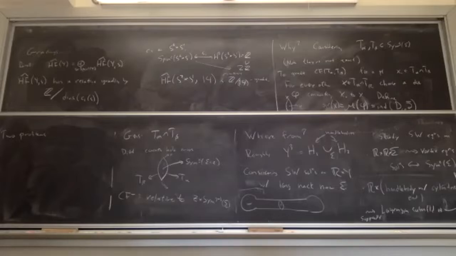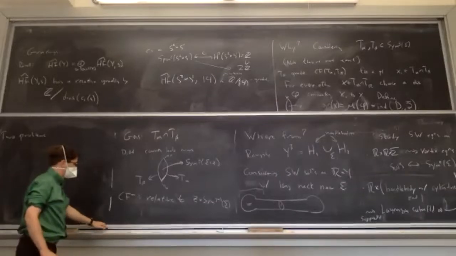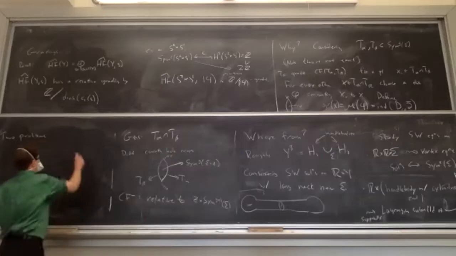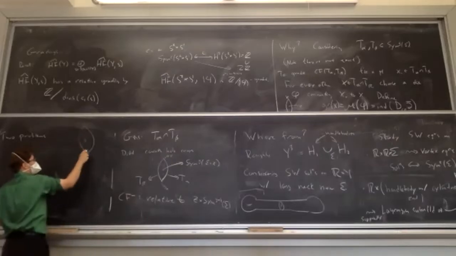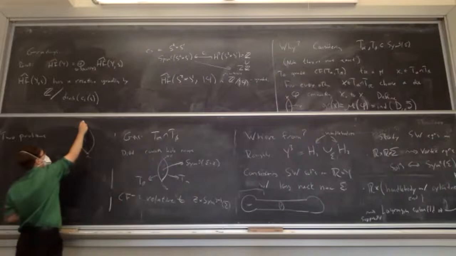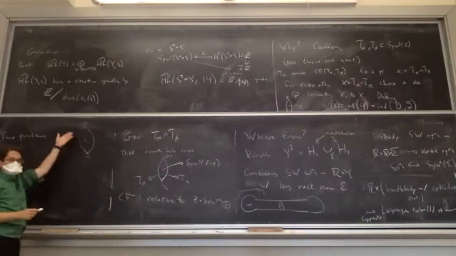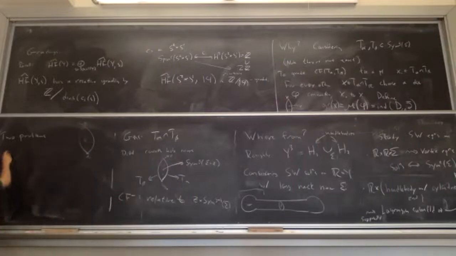Well, the two problems. One is that we choose a disk phi, but who said there was a disk phi? Maybe there is no disk relating these two intersections. Maybe the Lagrangians look like this, and there's a hole there. So there's no disk. Okay, so two problems. One, phi might not exist.